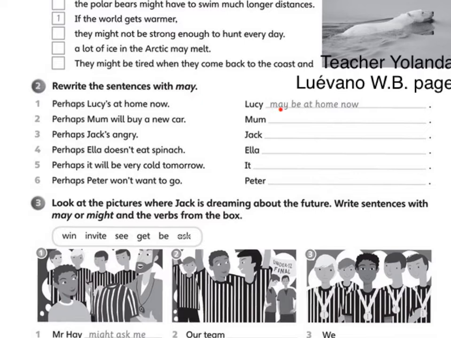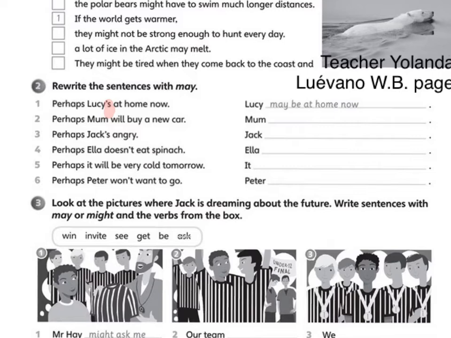Lucy may be at home now. Can you see it? So we use the subject, then may or might, and then the same verb. But what is the verb here? The verb is Lucy is, because it's Lucy's. So, Lucy is at home now.